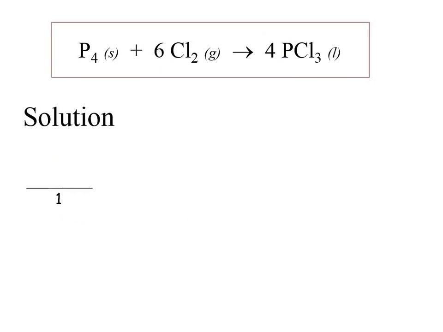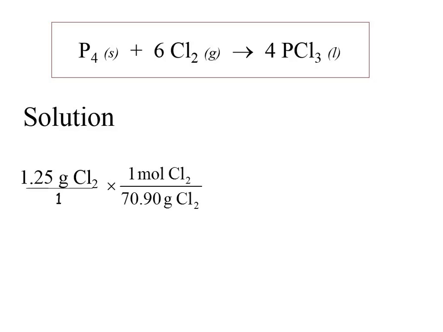So we're going to start with that 1.25 grams of Cl2 over 1. Next thing is to go ahead and convert it from grams to moles. So we're going to use what I call the flipped version of the molar mass of Cl2: 1 mole Cl2 over 70.90 grams of Cl2. There's its molar mass. And of course, grams of Cl2 cancel. We have units of moles of Cl2. Now we're ready to skip to the moles of P4.